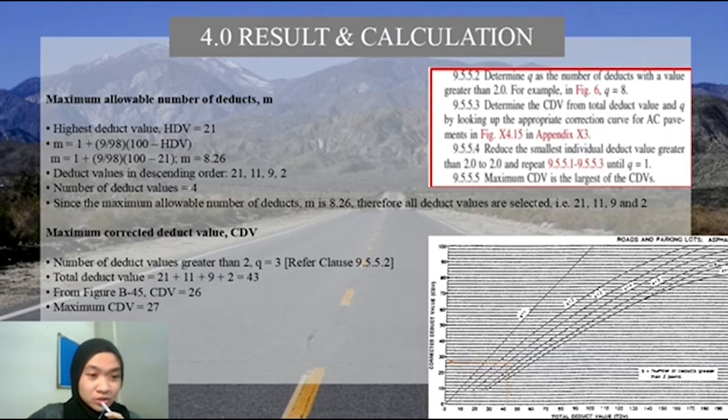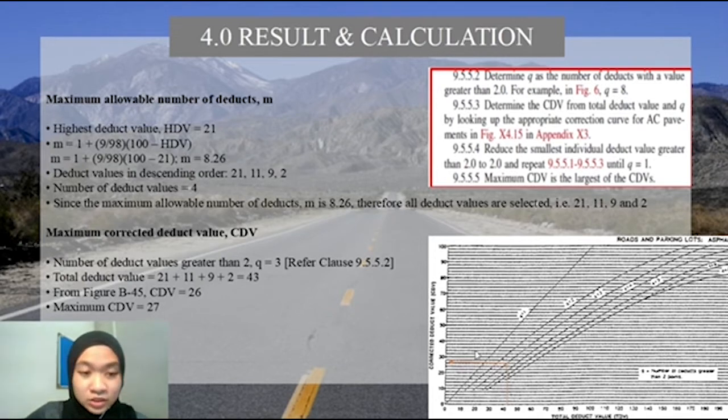Now, we're going to calculate the maximum corrected deduct value, or CDV. So, we total up the deduct values and we get 43. After that, we need to determine the value of Q by referring to clause 9.5.5.2, which says that the deduct value must be greater than 2. So, the Q in this case is 3.